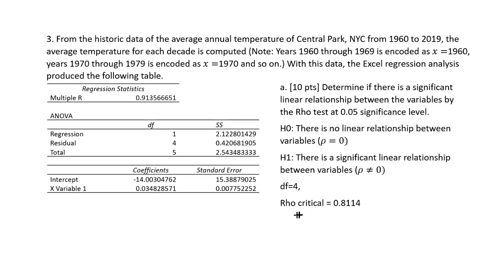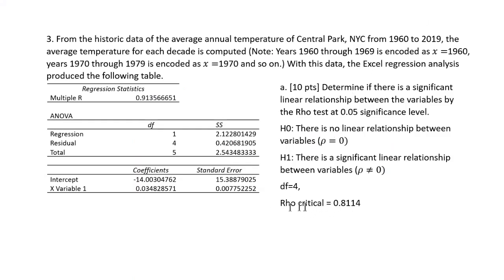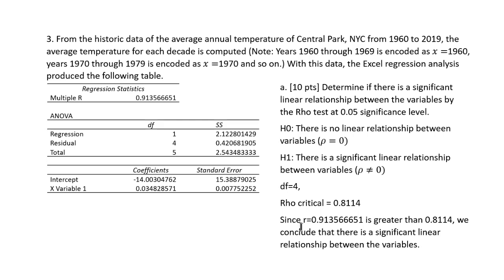And we can also see that the rho critical is 0.8114. Let's look at it from the rho table. So here's significance level 0.05, and at 4 degrees of freedom you have 0.8114. Okay, so at 0.05 significance level, rho critical is 0.8114, and therefore since our R value, this is greater than the critical value, we conclude that there is a significant linear relationship between the variables. Okay.